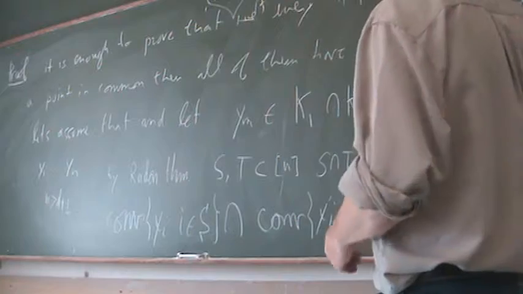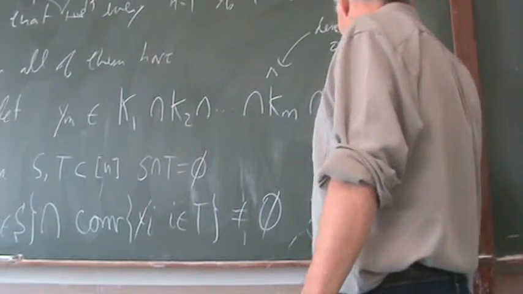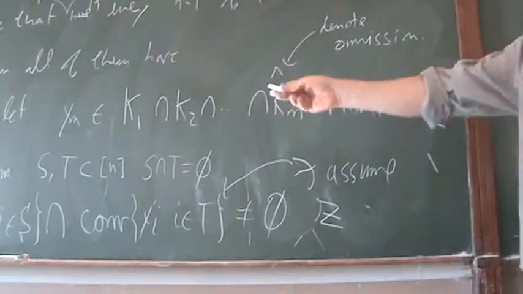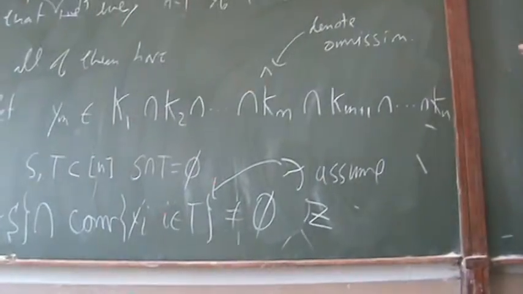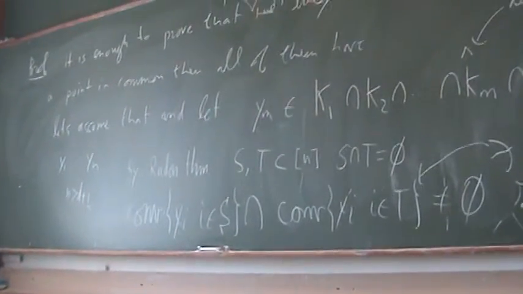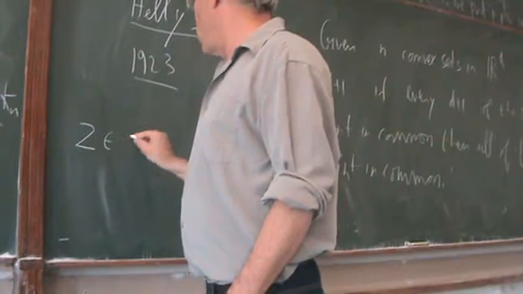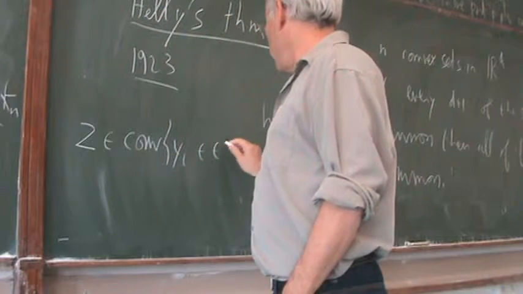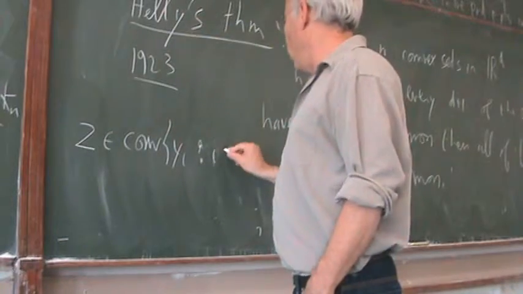So let's assume that Z belongs to this convex hull. So point Z belongs to this intersection of these two convex hulls. And now we can ask ourselves to which of the original sets this Z belongs. So the fact that Z belongs to the convex hull of yi, i belonging to S.